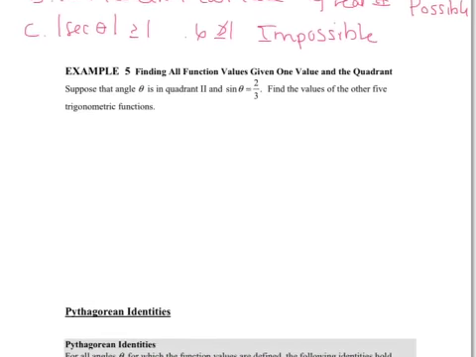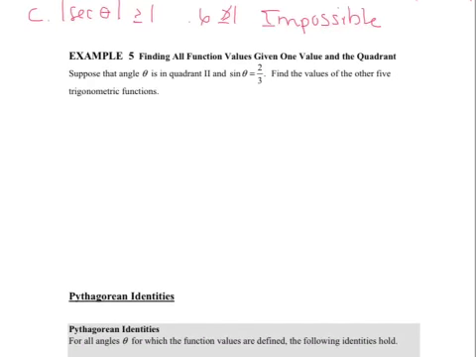So as you scroll back down the page here, it says find all function values given one value in the quadrant. So it says suppose that angle theta is in quadrant 2, and sine of theta equals 2/3. Find the value of the other 5 trigonometric functions. So we know that sine of theta is 2/3. We know that sine is y over r, correct? So we know that y is 2 and our r is 3.